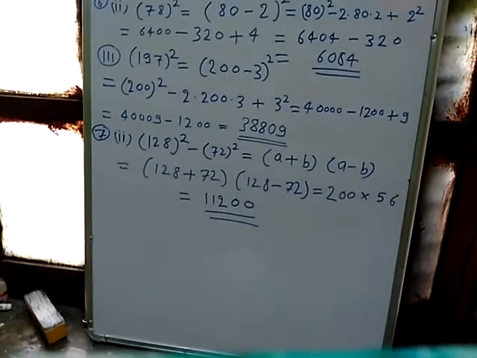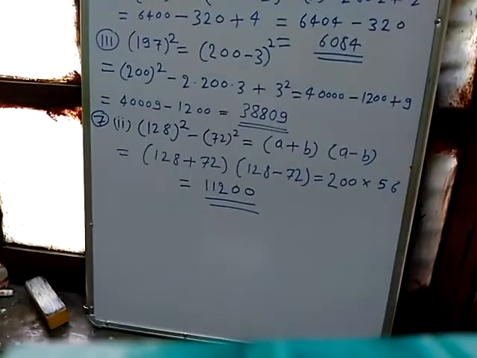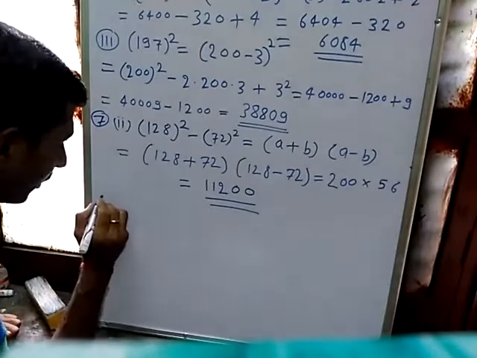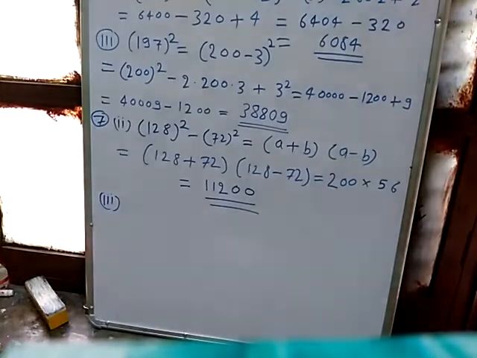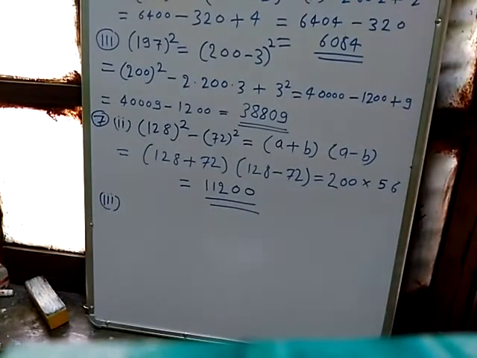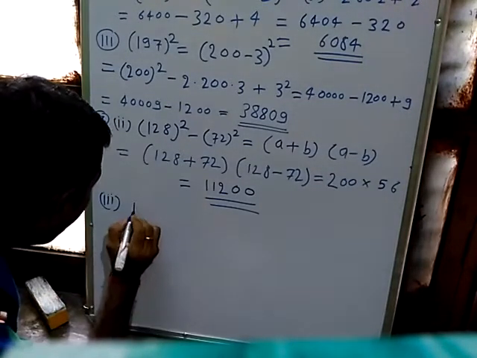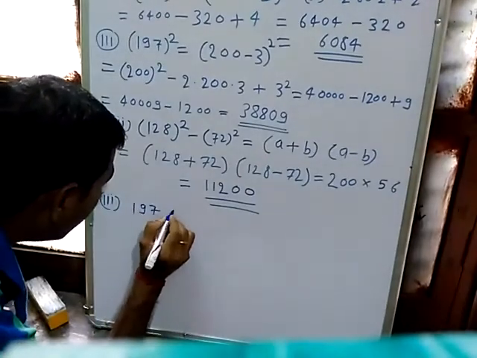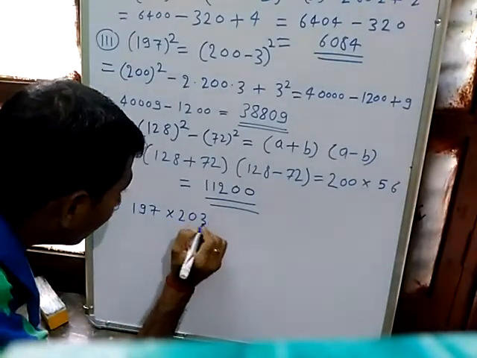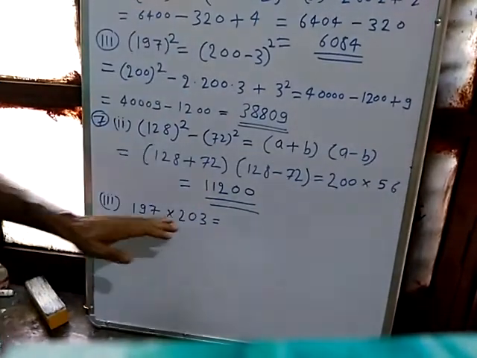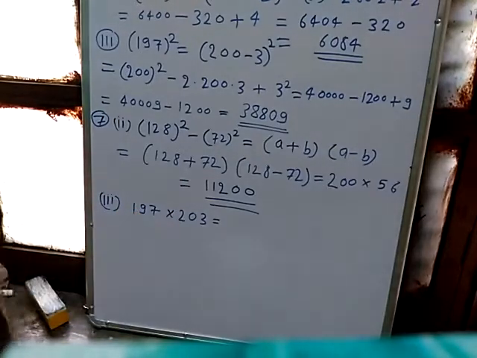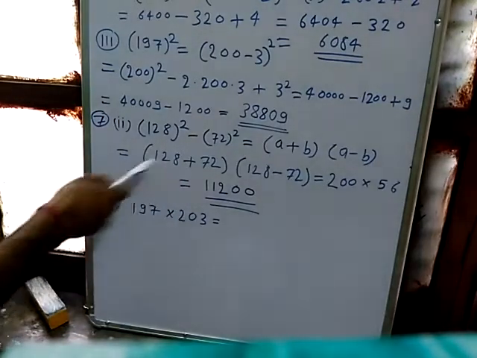Which part do you want? Okay, I will explain its third part also, because so many of you are getting confused in that. Question number 7, third part: find the product of 197 into 203. Not directly. The students of class 4th and 5th directly multiply, but you need to find the product using a suitable identity.